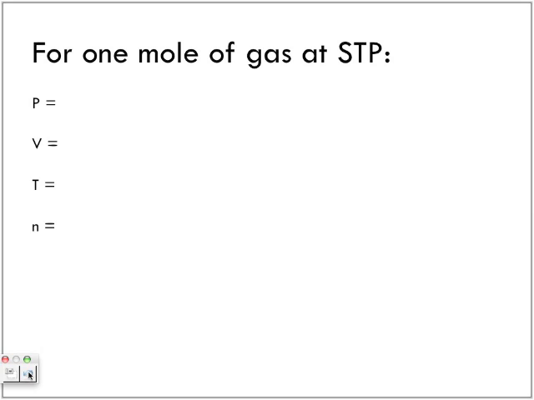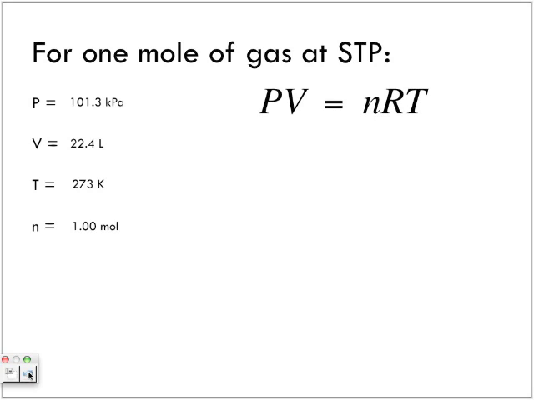So, for 1 mole of gas at STP, what is the pressure at STP? 101.3 kilopascals. What is the volume at STP? 22.4 liters. What is the temperature? 0 degrees Celsius, which is equivalent to 273 Kelvin. And the number of moles? 1.00 moles. So now, using the equation PV equals nRT, what do you think we're trying to find?